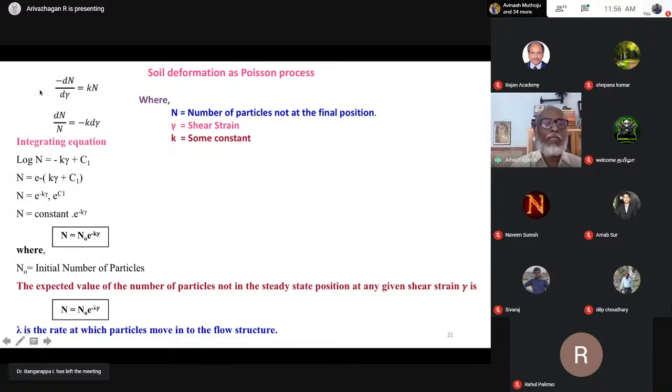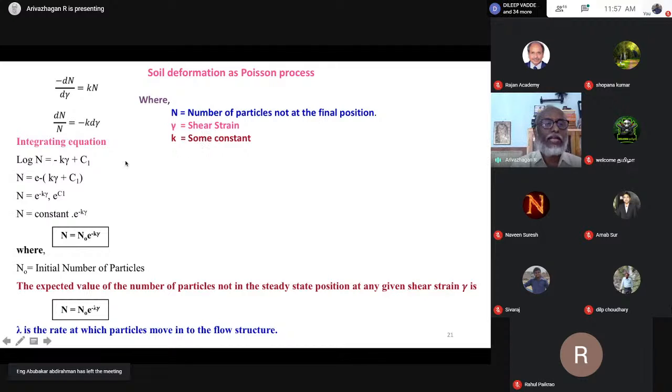In the same process, I'm going to relate it to soil deformation, that is minus dn by d gamma is equal to kn. Therefore, the minus has the same significance as in the previous case. I can write dn by n is equal to minus k d gamma. Here n is the number of particles not at the final position. Already I told you the deformation is continuous. It follows a steady state concept, a steady flow structure. So gamma is strain and k is some constant. I will tell the detail later.